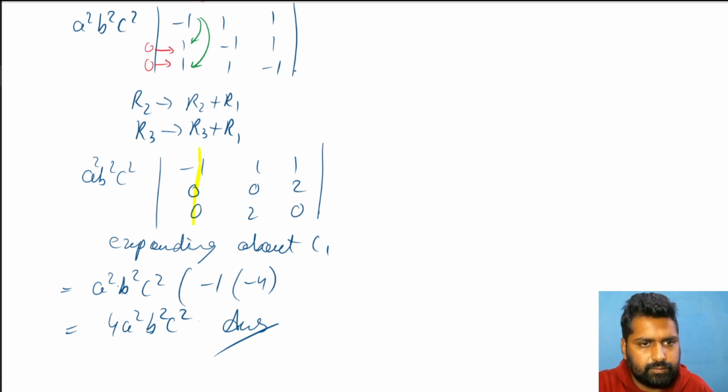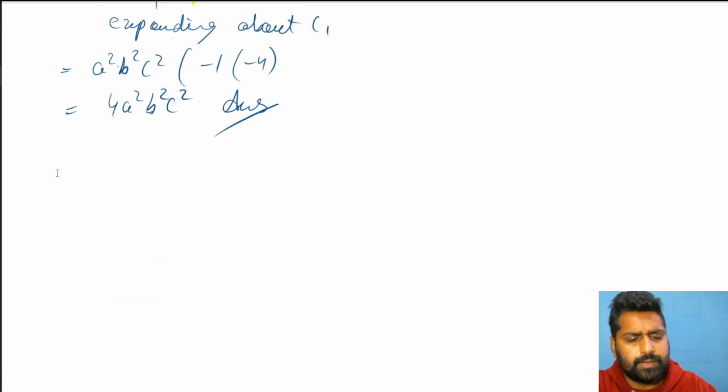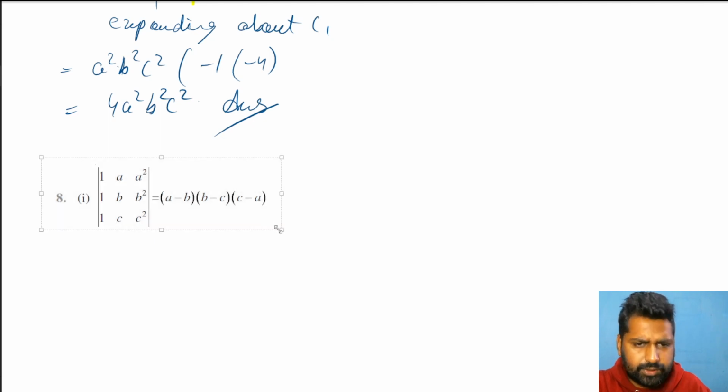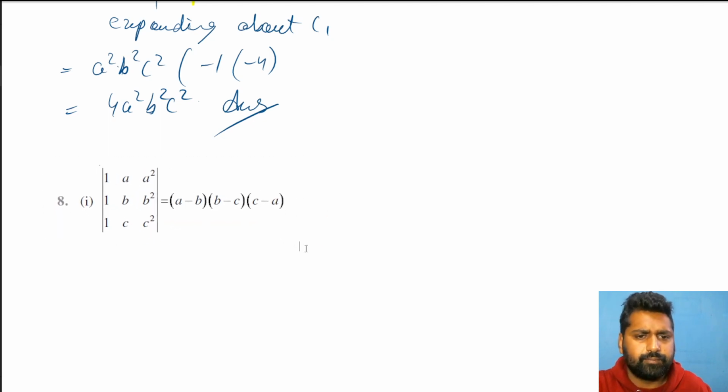Next are again questions of proof, but these are pretty standard results that you should directly know. So for the upcoming questions, if you can learn them, then only learn them, otherwise no need to emphasize that much.